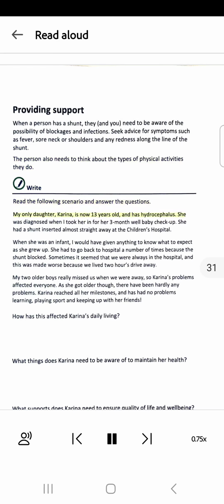My only daughter, Karina, is now 13 years old, and has hydrocephalus. She was diagnosed when I took her in for her 3-month well baby checkup. She had a shunt inserted almost straight away at the children's hospital. When she was an infant, I would have given anything to know what to expect as she grew up. She had to go back to hospital a number of times because the shunt blocked.